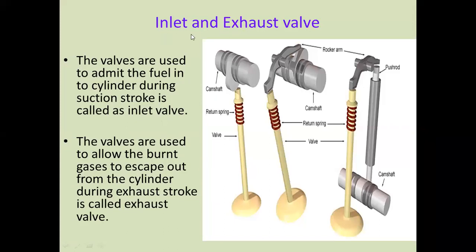So in the next slide, we can discuss the inlet and exhaust valves. The valve used to admit the fuel into the cylinder during the suction stroke is called the inlet valve. The valve used to allow the burnt gas to escape to the atmosphere is known as the exhaust valve. As I said earlier, the inlet valve lets atmospheric air into the combustion chamber, and the exhaust valve lets the burned gases go to the atmosphere. The valve mechanism is operated by the timing mechanism with the help of the cam and rocker arm adjustment.